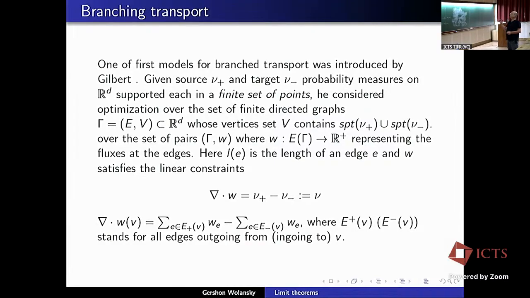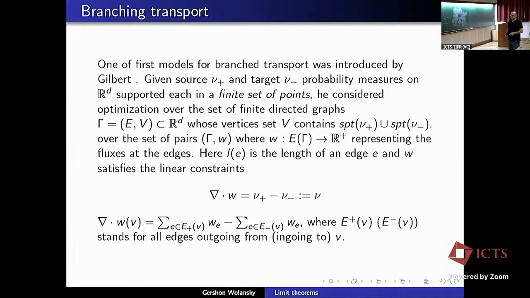So think about n plus as the rate of the source of some material or whatever that goes from the point in the source, and then minus the flux that goes inside the target. And on each edge, we have flux, which is compatible with this. What does it mean compatible with this? It means that we have this condition that the divergence of W is nu plus minus nu minus.